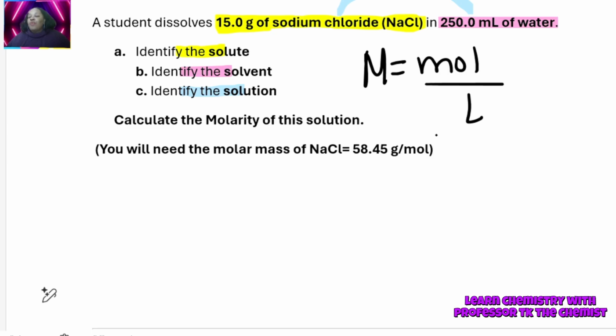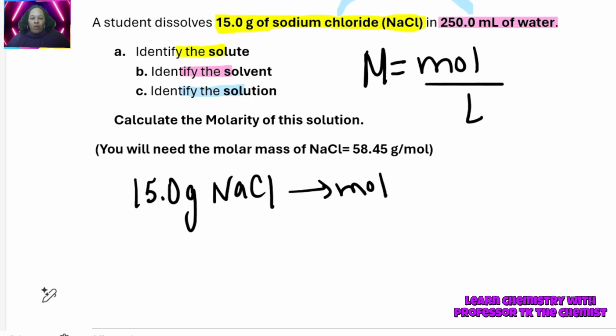So if you know that molarity is equal to moles per liter, do you see the moles anywhere in your problem? No. But what you have to do is take the 15.0 grams of sodium chloride and convert that to a mole. You also know that because I said moles per liter, you have to take the 250.0 milliliters of water. You've got to convert that to a liter. So those are the two things that you have to do in this particular example right here.